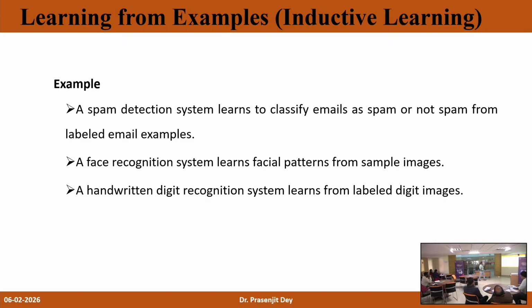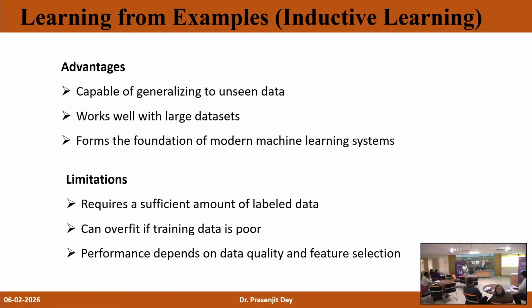Face recognition learns facial patterns, and from that they do emotion detection and other things. If the lip is up, then maybe the person is happy; if the lip is down, then that person may be sad. That type of pattern it learns only from the data, no expert. Handwritten digit recognition systems learn from labeled digit images only. Now coming to that question or suggestion, I would like to say, what is the drawback of inductive learning? First, it is capable of generalization to unseen data. It can work on unseen data very well.